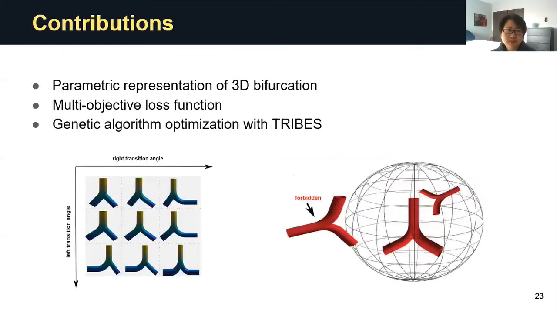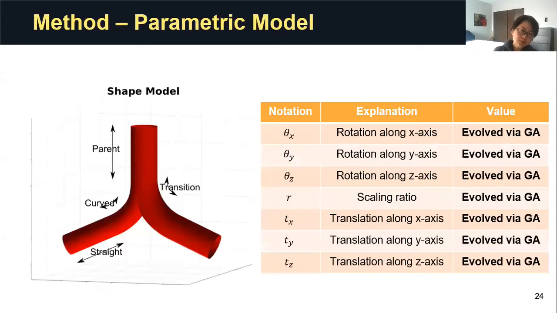The contributions of this paper include the following. It's the first time we encode a parametric representation of 3D bifurcation. We designed multi-objective loss functions for this task, and we used genetic algorithm optimization with tribes for optimizing the loss function. The shape model we built is on the left. It comprises 7 parts: the parent branch, the left and right transitional regions, the left and right curved regions, and the left and right straight regions.